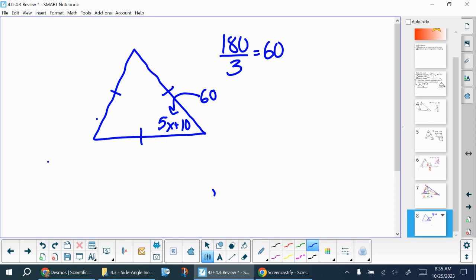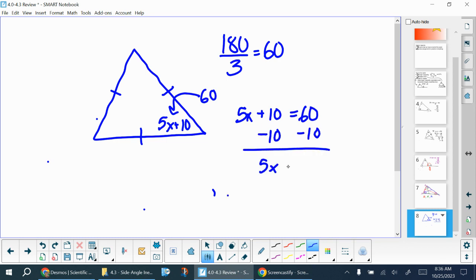Now, since I know this angle is 5x plus 10 and it's equal to 60, I can set up an equation and solve it that way. So I can subtract 10, 5x equals 50, divide by 5, x equals 10. That's one way to do it. That's probably what I would do.